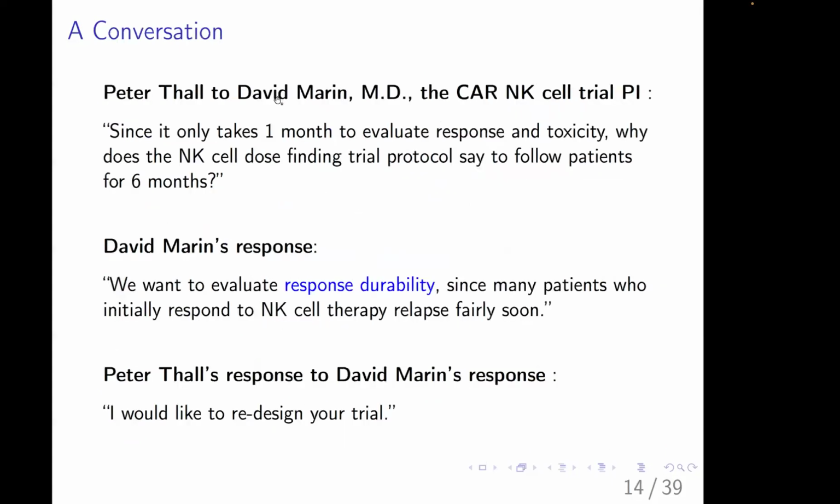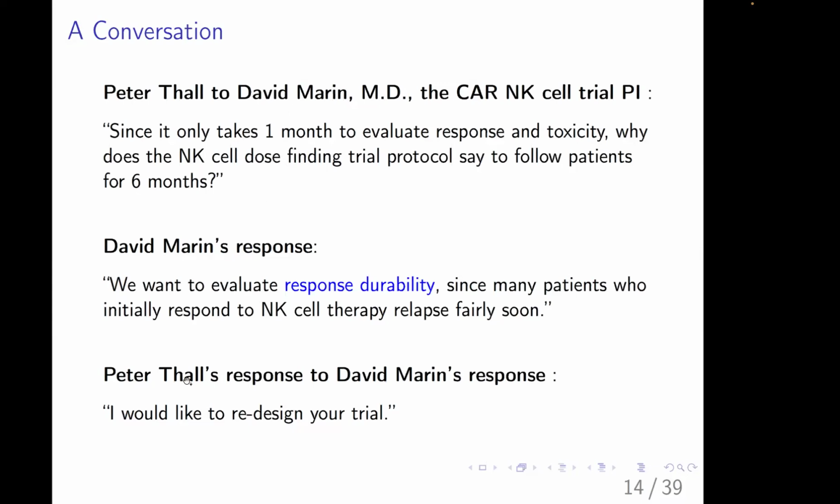And then I had a conversation with a PI, a fellow named David Marin. And I looked at the protocol and I said, look, it only takes a month to evaluate response and toxicity. So why do you have follow up to 6 months? And he said, we want to evaluate response durability because many patients who initially respond to the NK cells relapse fairly soon. So I thought about it and it was like, oh, this is the old problem that you get a good or desirable early outcome, and you get the patient into remission, but it doesn't last. So that by month 6, either they've relapsed or they've died.